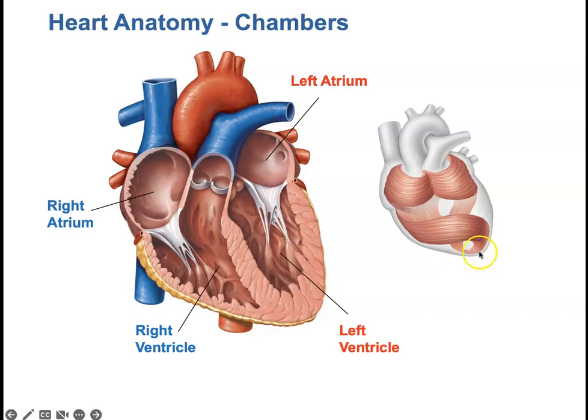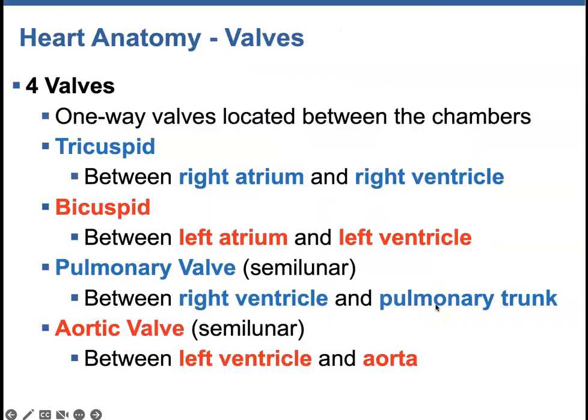It's actually at an apex, which is right here at the tip of the heart, and when the heart contracts, it kind of turns and twists like a washcloth, and then it ejects the blood out into its respective vessels.